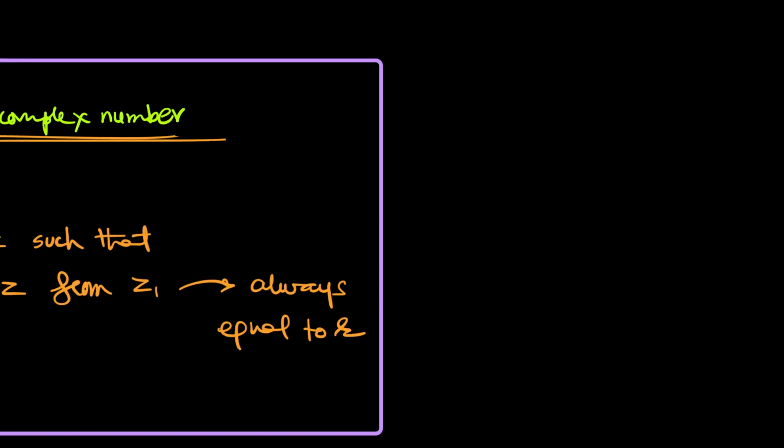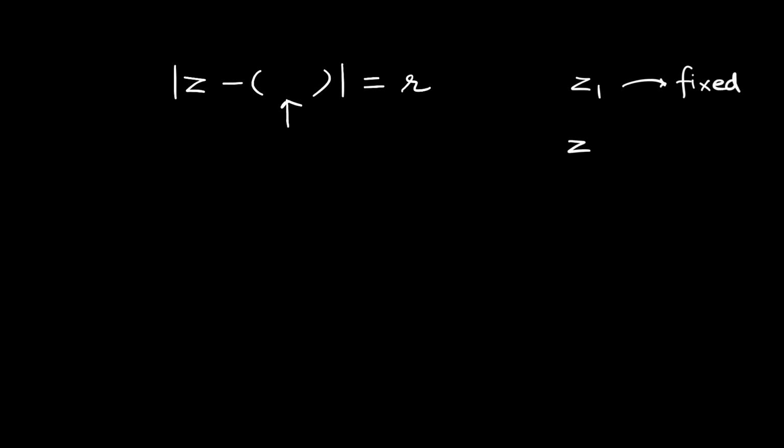Now, our objective is to draw the locus of points represented by this particular equation, modulus of z minus something equals r. Now, over here, we have z1. z1 is a fixed complex number. Let me write z1 as a plus bi. So now I'm writing modulus of z minus (a plus bi) equals r.